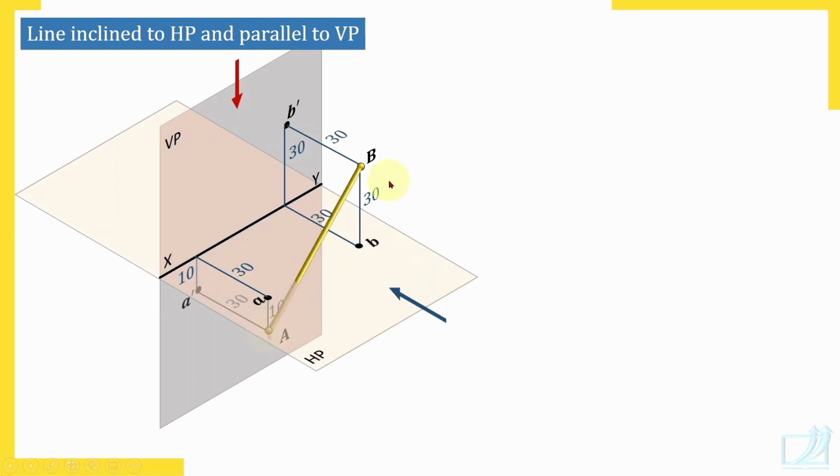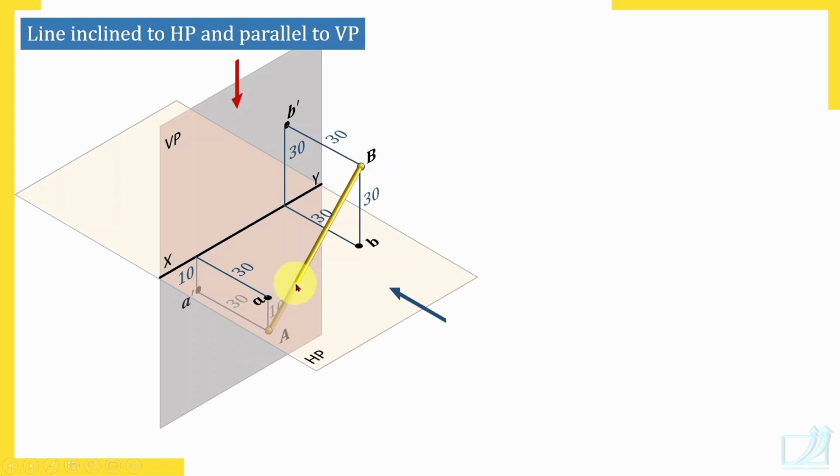Now join A and B. Line joining point A and point B. It is line AB. Watch the diagram carefully. So some portion of line AB is in fourth quadrant. Check here. End A is in fourth quadrant and end B is in first quadrant.